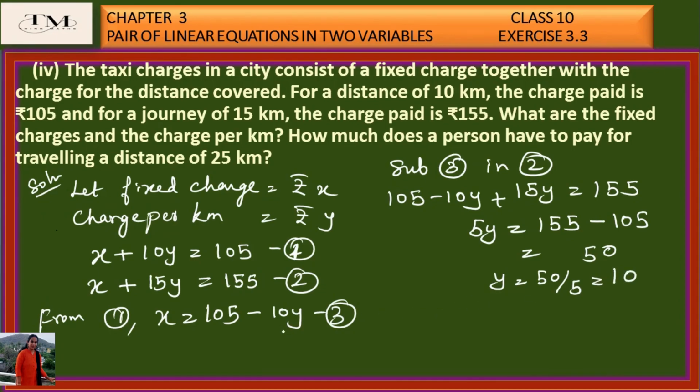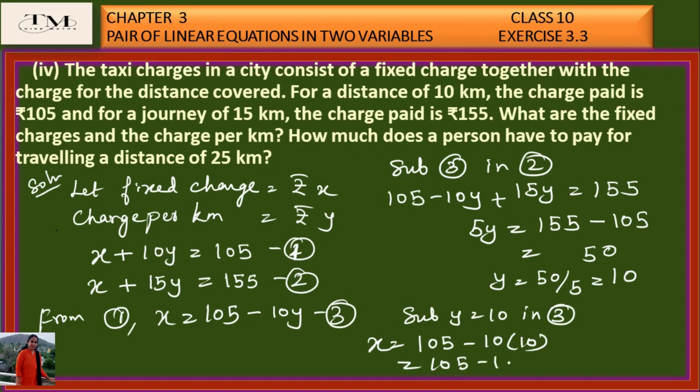So we can substitute this y is equal to 10 in this equation. So substituting y is equal to 10 in third equation. So X will be equal to 105 minus 10 into 10, which is equal to 105 minus 100. So 105 minus 100 is 5. So we got X is equal to 5 and Y is equal to 10. So we can write as fixed charge.